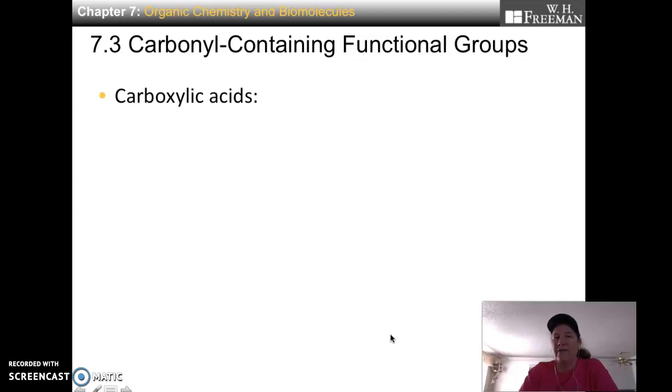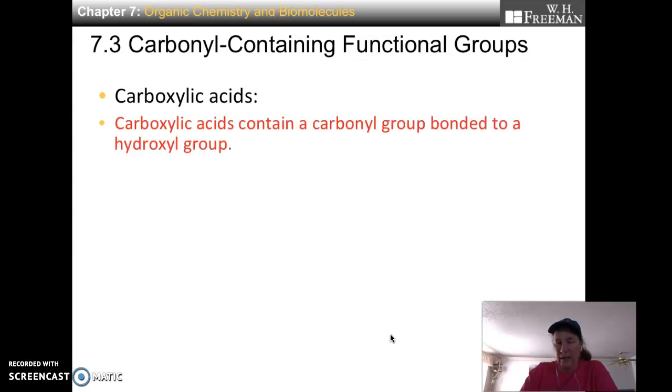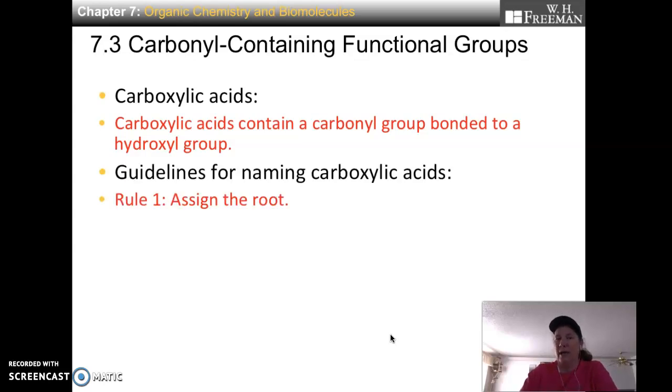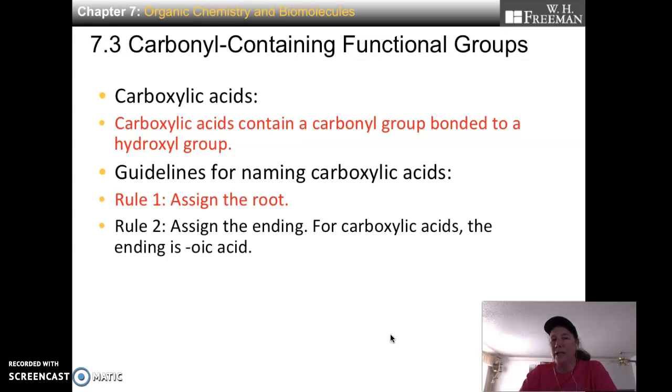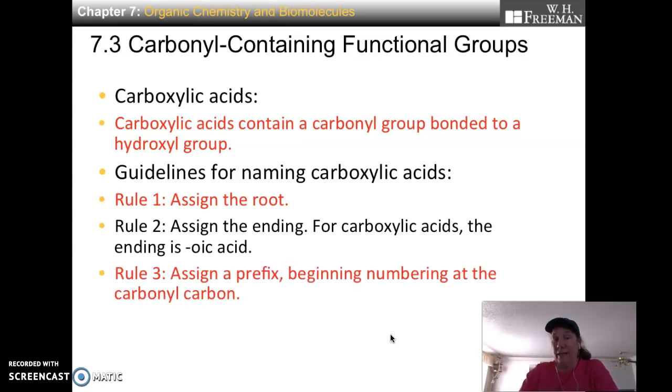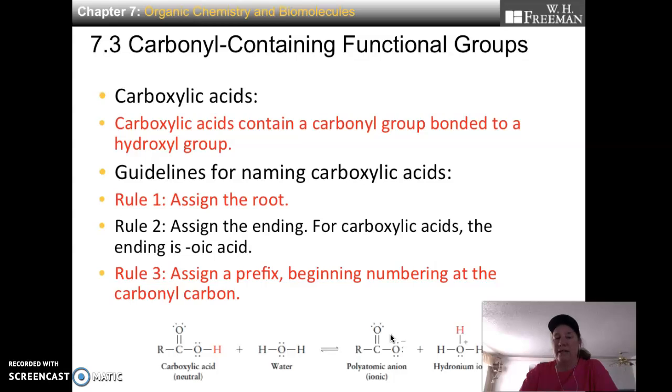Okay, and then the last of the carbonyl groups is called carboxylic acid. Carboxylic acid is like an aldehyde. You have the double bond O and it's on the end, but now instead of just an H, it has an OH. So again, you assign the root, and now if it has a double bond O, OH, instead of ending with Al or ONE, it's oic acid. And again, it's the first carbon, just like an aldehyde. So you name it just like an aldehyde, except now it's oic acid.